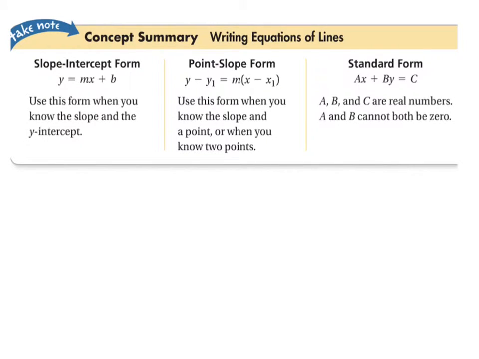So writing equations for lines, we have a few different tools we can use. We've got the slope-intercept form. That works well if you know the slope and the y-intercept. Point-slope form works well if you know the slope and a point, or if you know 2 points.